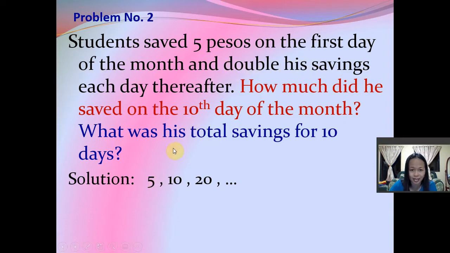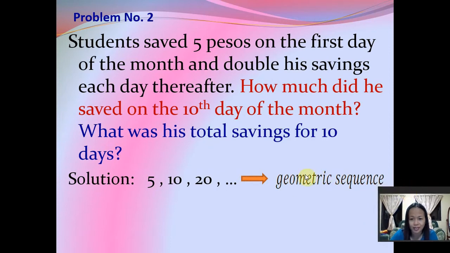So therefore, on the second day, it becomes 10. He saves 10 because you are going to double 5 and it will become 10. On the third day, he doubled this 10, so this becomes 20. So our terms for this particular sequence are 5, 10, 20, and so on. And these terms represent what kind of sequence? This is a geometric sequence.